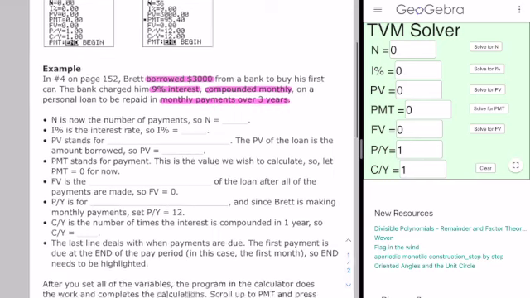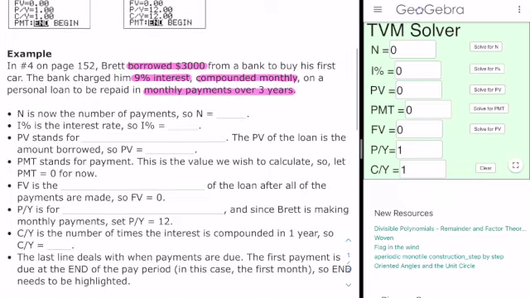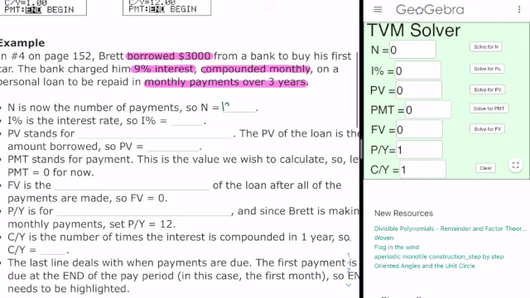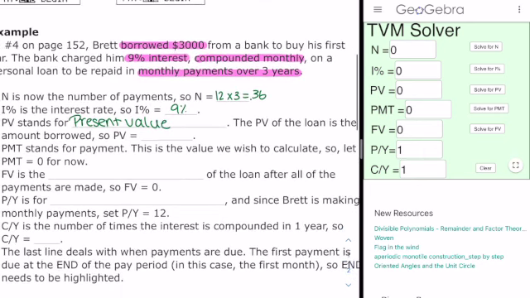So N is now the number of payments. So 3 years, and it's monthly payments. So there's 12 months times 3 years is 36 payments total. And then I is still percentage, so it's 9%. PV stands for the present value, and that's just the amount of the loan. So in this case, it is $3,000.